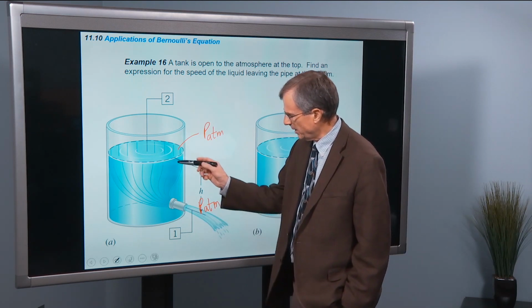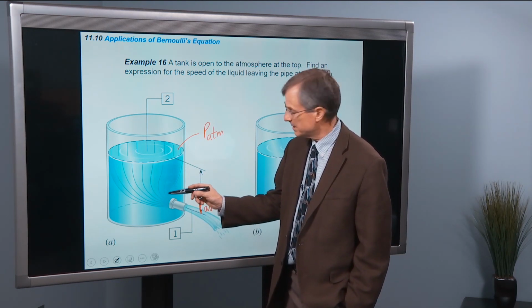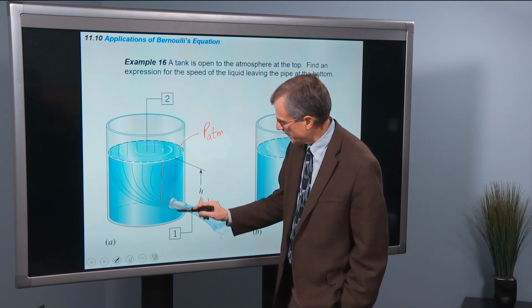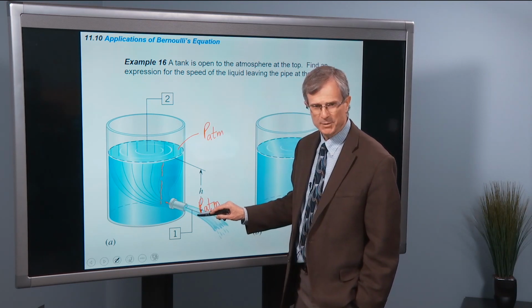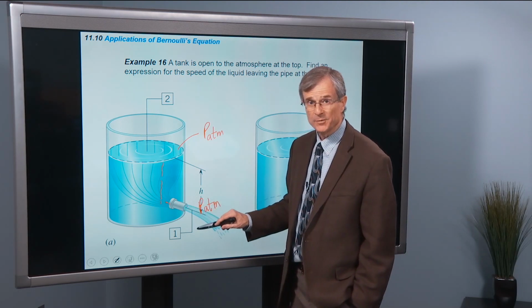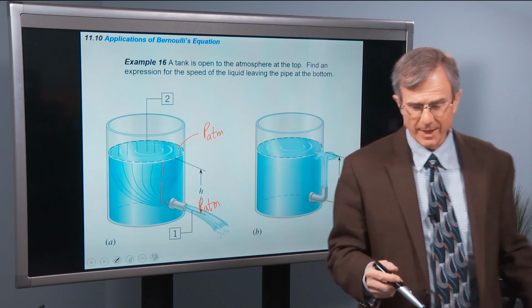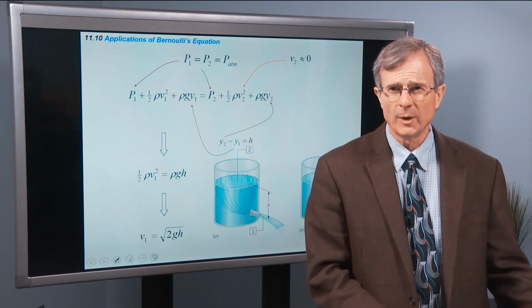Now you say, well, hang on, how does that happen? Doesn't the pressure increase with depth? And it does. So there'll be increasing pressure as we get deeper and deeper, and then as we go between here and here, the pressure is going to be atmospheric again, because it's open to the atmosphere, and anything that's open to the atmosphere is at atmospheric pressure. So how fast is this going to be going?